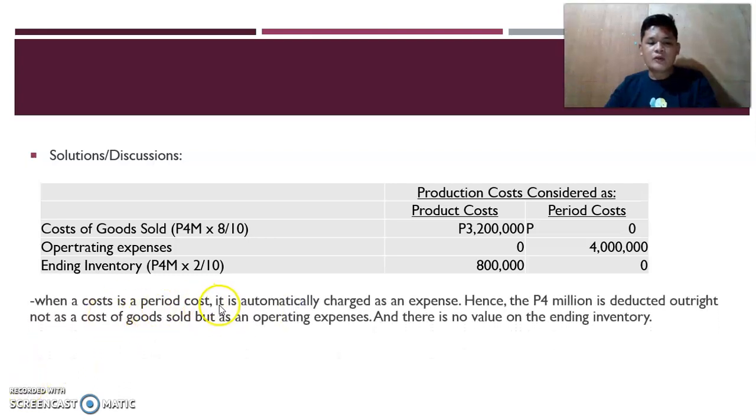So, when a cost is a period cost, it is automatically charged as an expense. So, take note class, kapag period cost yan, direct agad yan sa expenses. Hence, the 4 million is deducted outright, not as a cost of goods sold, but as an operating expense. And there is no value on the ending inventory. So, kapag yung 4 million daw class is a product cost, hindi siya mapupunta ng operating expenses. Pansinin nyo dito class, 0. Pero kapag yung 4 million is a period cost, direct siya sa expenses. Naintindihan?